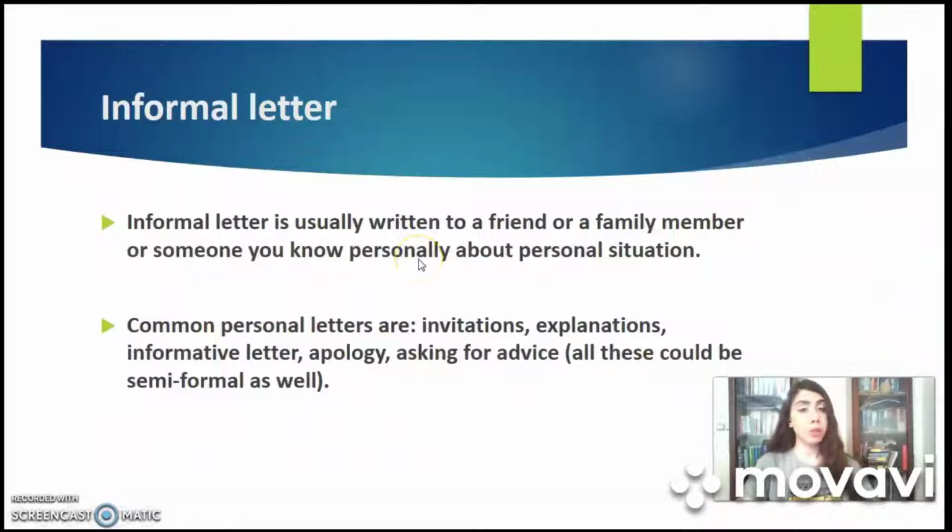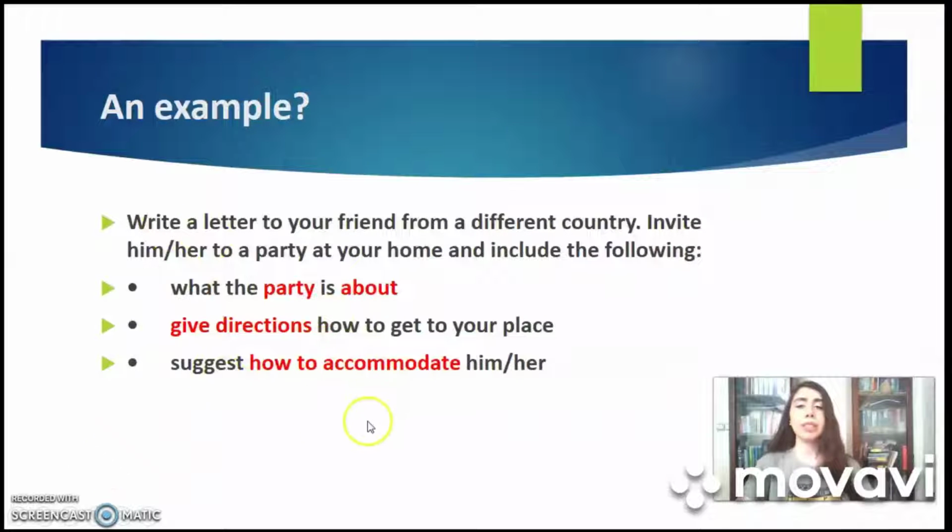Now we have the informal letters. Informal letters are the ones which are written to loved ones, to someone whom we know and we have a very close relationship with, like your mom, dad, best friend, and like the letters of invitations, explanations, apology, and different types of letters like that. As you can see here, there's an example, like writing a letter to your friend in another country and inviting that person to your party.